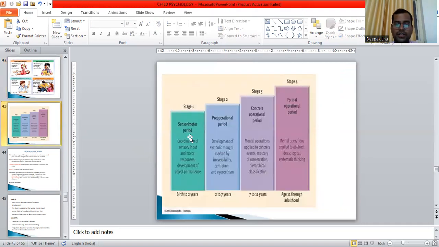In the sensory motor period, there is coordination of sensory input and motor responses, and there is development of object permanence. Stage 2 is the pre-operational period, development of symbolic thought marked by irreversibility, centration, and egocentrism. Concrete operational period: mental operations applied to concrete events, mastery of conservation, hierarchical classification. Formal operational: mental operations applied to abstract ideas, logical systematic thinking develops.